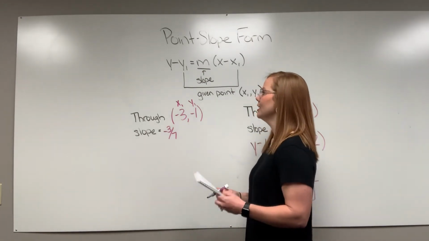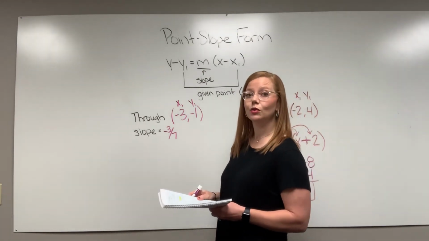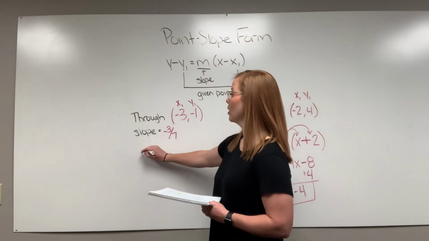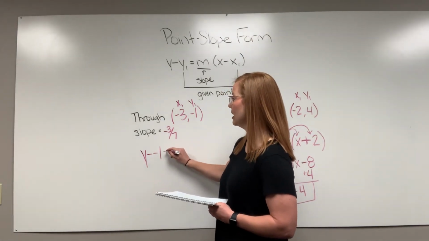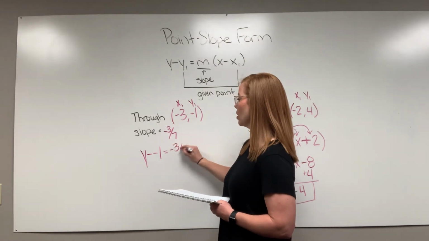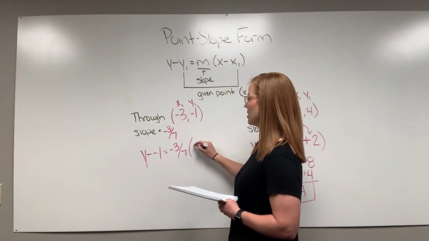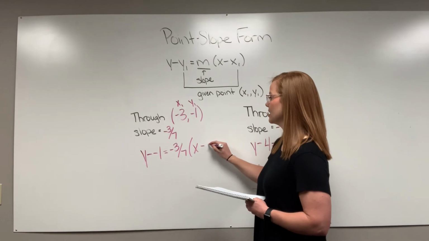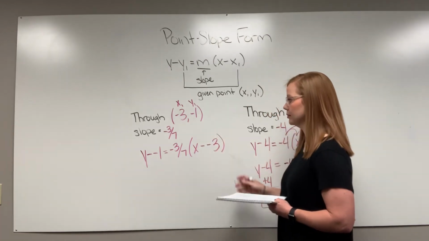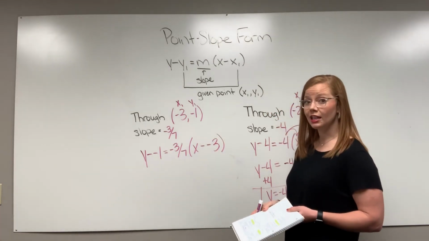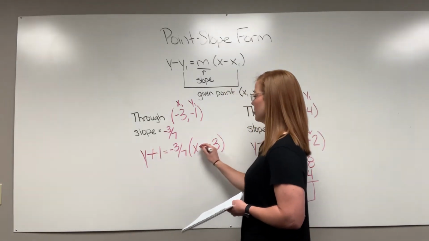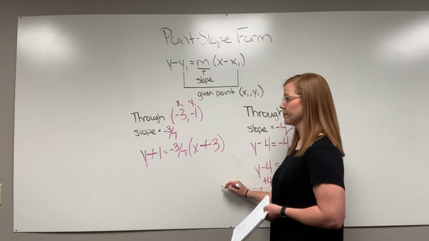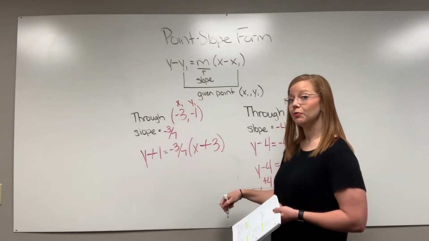So now we're plugging into our point slope form. Y minus y1 equals the slope times x minus x1. Lots of double negatives. We can go ahead and fix those. That's turned into a big plus. This turns into a big plus. Next, we do the distributive property with our slope.